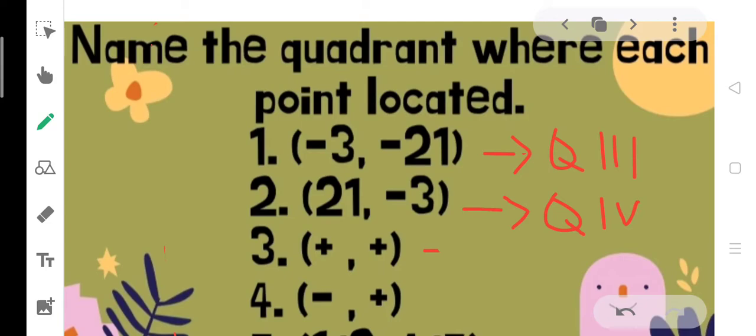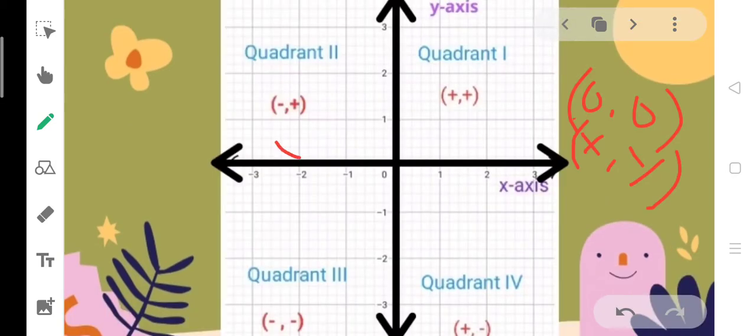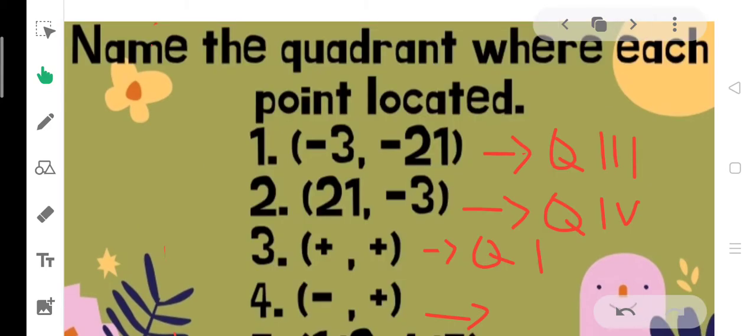Okay, if it is positive, positive, of course, it is automatically found in quadrant 1. So, any positive x-coordinate and positive y-coordinate is in quadrant 1. Okay, now for the point with negative x coordinate and positive y coordinate, where is that? Okay, let's check again. We have negative, positive. So, it is in quadrant 2. Negative, positive is in quadrant 2.